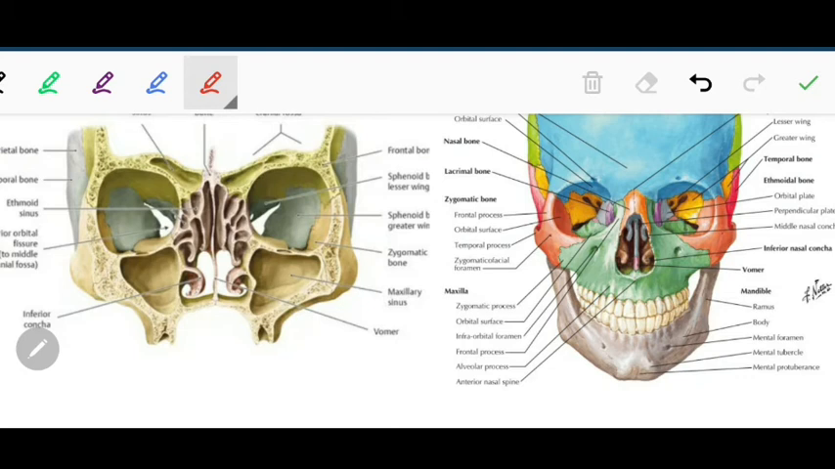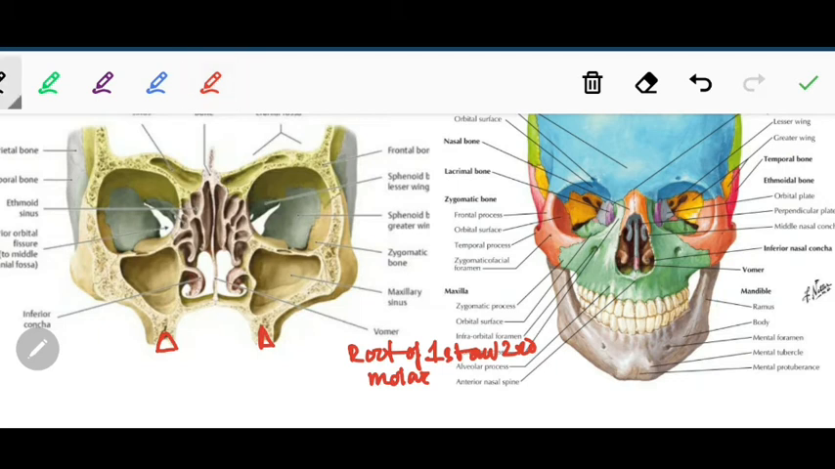Now it is important to note that normally the roots of the first and second molar project into the floor. But sometimes the roots of the first and second premolar, third molar, and rarely even the canine may project into the floor.